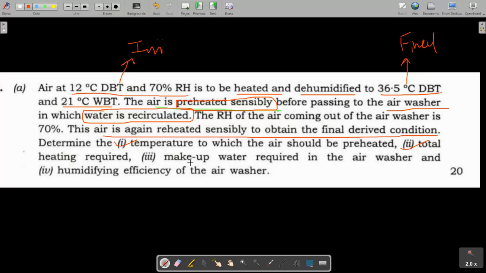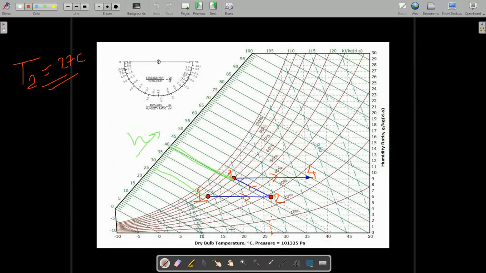Third is makeup water required in the air washer. Now look at this. From 2 to 3, we have humidified the air. What is the meaning of humidified? Some amount of moisture is gained by the air. And you can easily see on this graph: when you draw a horizontal line, it is at 6 gram per kg of dry air initial specific humidity, and finally it is 9 gram per kg of dry air.